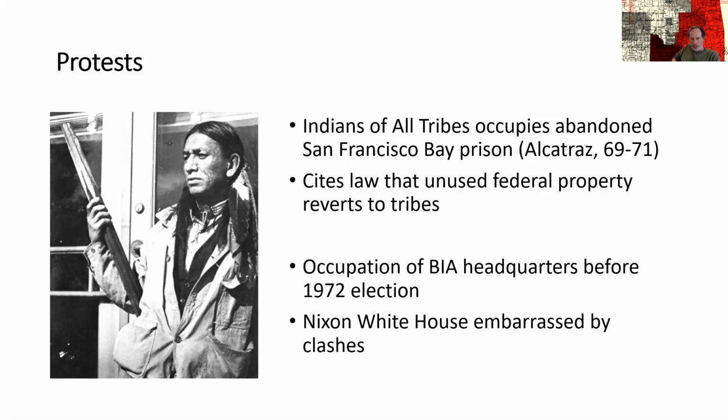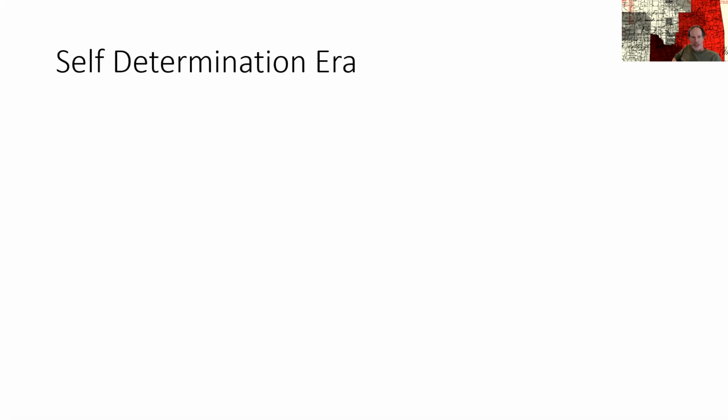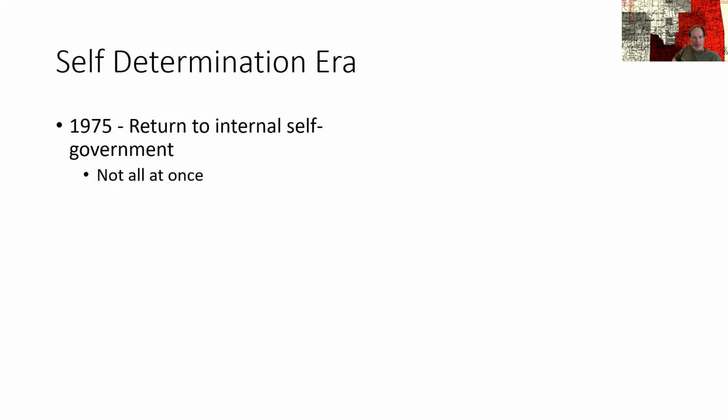And this sort of put the Nixon White House in a bad light, right? So these are two of the highlights of the protest, but this pushes Nixon into making some changes. And so it leads us into the self-determination era. So in 1975, we start the return to internal self-government.